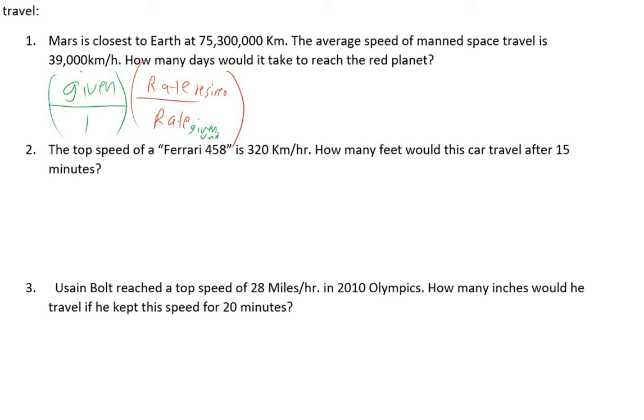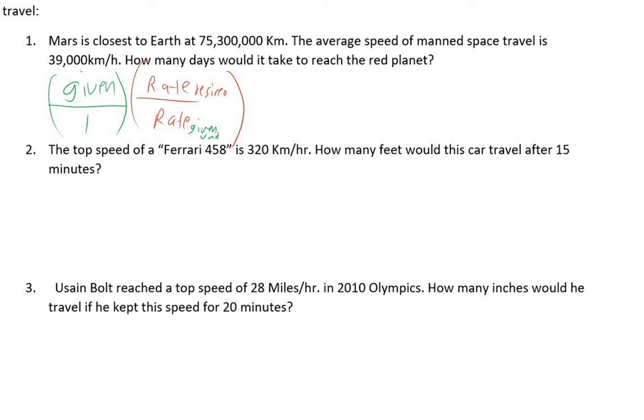Dimensional analysis, travel. This is a good one that's a lot more tangible for a lot more people if you're not interested in things like sports or time. So number one, Mars is closest to Earth at 75,300,000 kilometers. The average speed of manned space travel is 39,000 kilometers per hour. How many days would it take to reach our red planet?